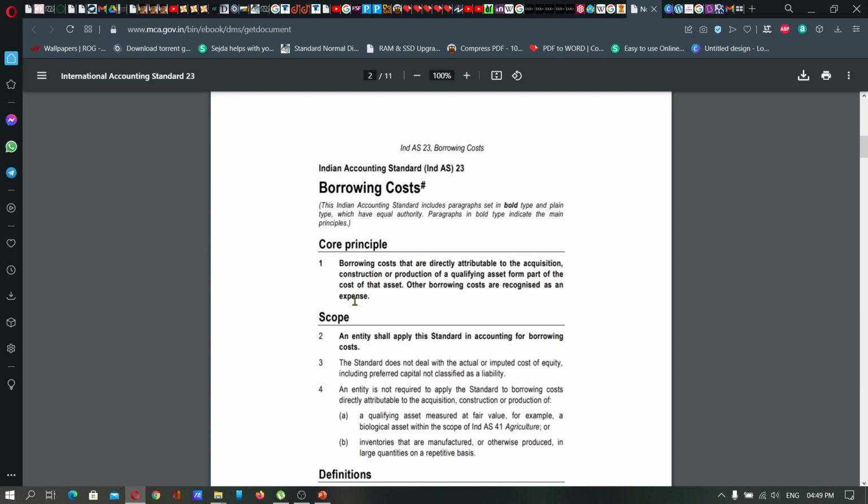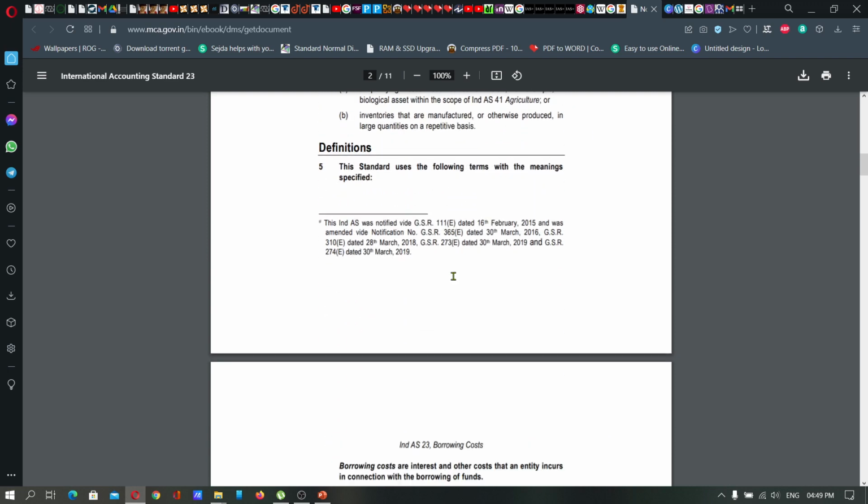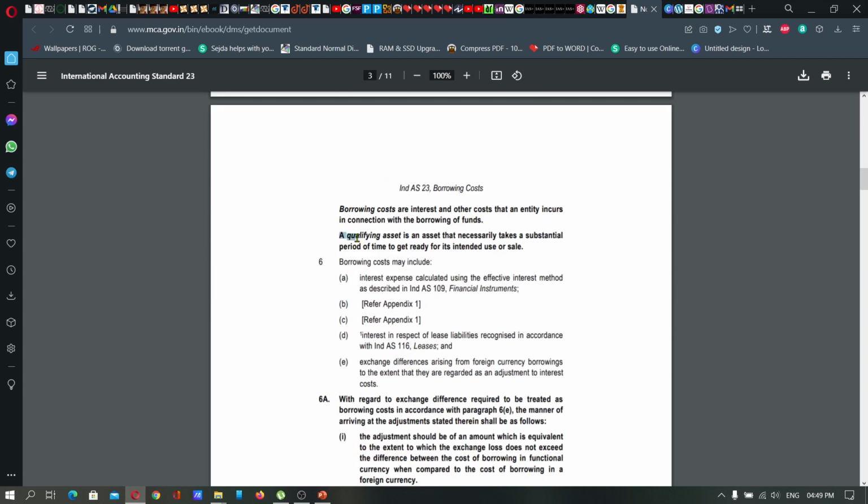So before we go into borrowing costs, first of all it is related to a qualifying asset. So what is meant by a qualifying asset? A qualifying asset is an asset that necessarily takes a substantial period of time to get ready for its intended use or sale. If you look at an example like a building or a land, it is valued at its realizable value or its existing market price. It can be used, it is in a usable form, not in the middle of a process. It's a finished item.